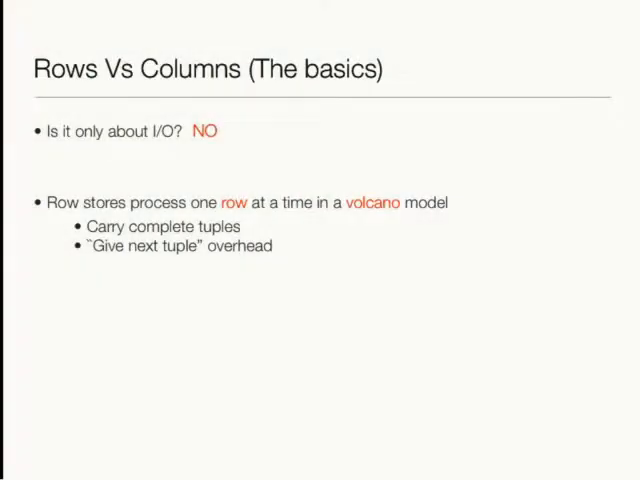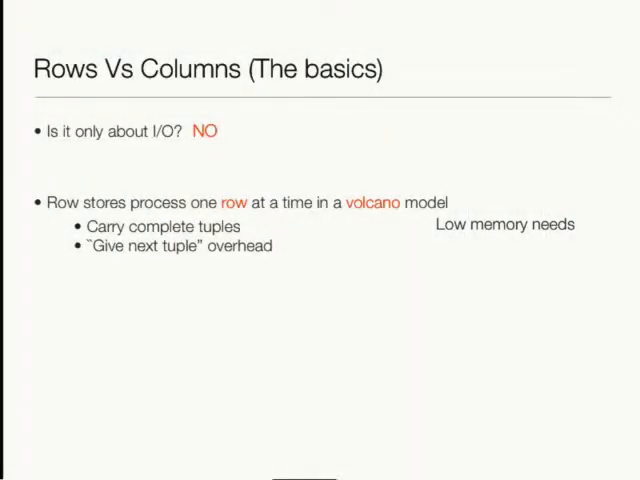As I said, in typical systems we process one row at a time, and it has a very high overhead, because you have to carry the complete tuples from disk, in memory, in caches, in registers, and you have the functional overhead of every operator having to say, give me the next tuple, give me the next tuple, give me the next tuple all the time. But the main thing is that you have tons of cache misses just because you carry everything together, although you don't need it. But definitely it's low on memory needs because you don't have any intermediate results, basically.